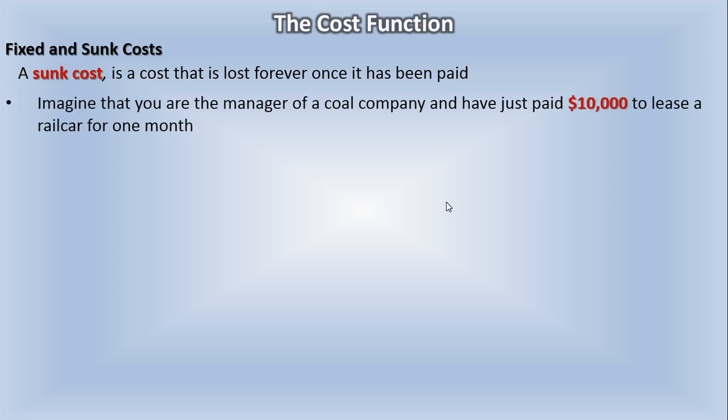Just a brief note on fixed and sunk costs. So I think we talked about sunk costs at some point in this class, but sunk costs are costs that cannot be retrieved at the time a decision is being made. Essentially, it's like spilled milk, and there's no sense crying over it. So sunk costs should be ignored, but fixed costs can partly be sunk costs. So a sunk cost is a cost that is lost forever once it's been paid.